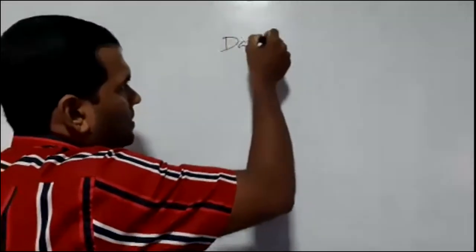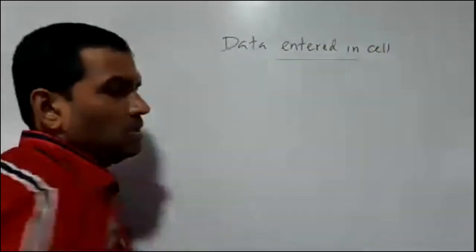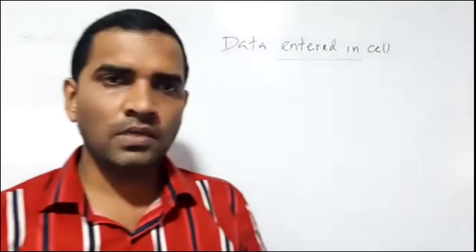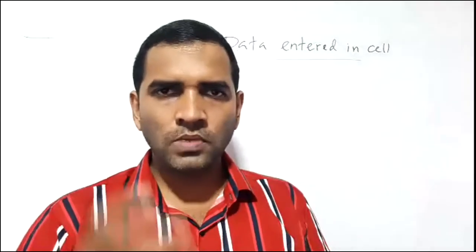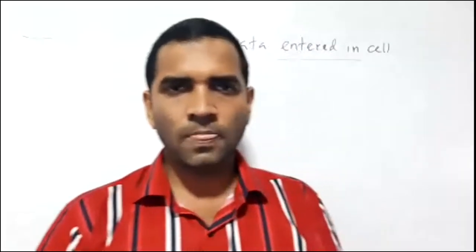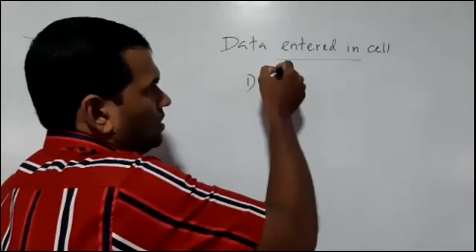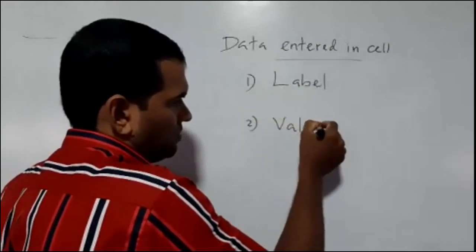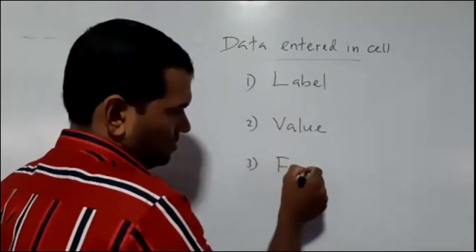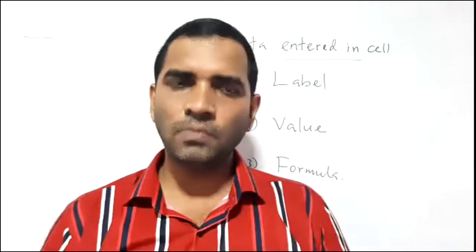All right, look. So we talked about data entered in a cell. So this is another important thing, types of data which can be entered in a cell. So as we studied earlier, there could be three different types of data entered in a cell. Okay, so they are, first one, label. Second, value. Third, formula. Okay, so you have three different types of data entered in a particular cell.